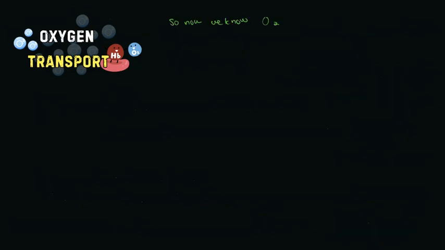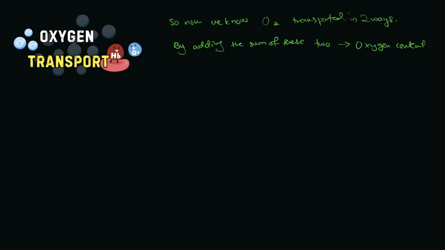So now that we know that oxygen is transported in two ways inside the blood, by adding them up, we can get the oxygen content in the blood. How much oxygen is there in our blood? We can get the value by using the oxygen content equation. Now this is a little bit daunting, but don't worry. Once you get the concept clear and understand the equation, this is pretty simple.